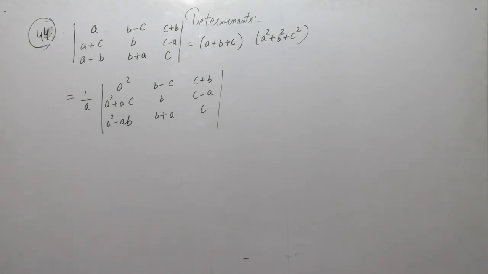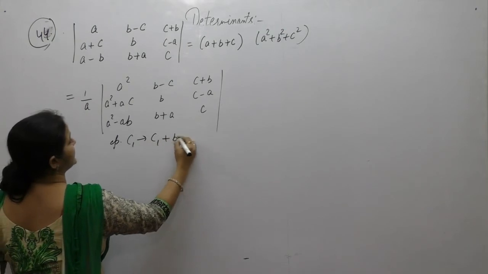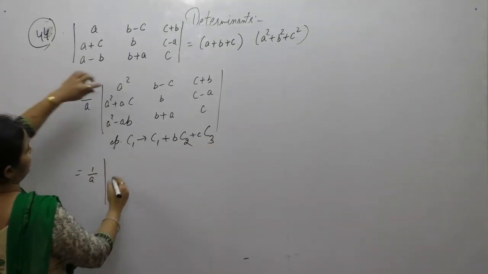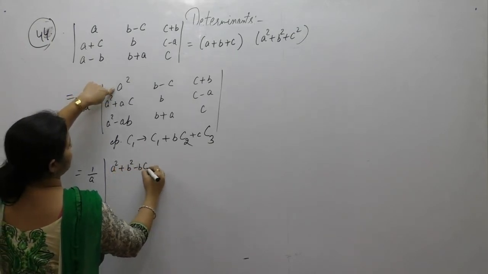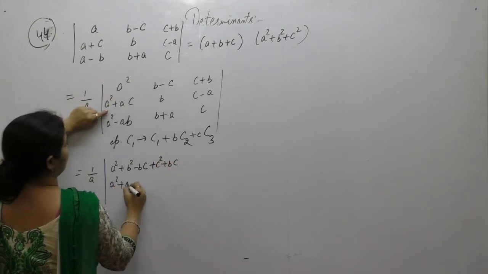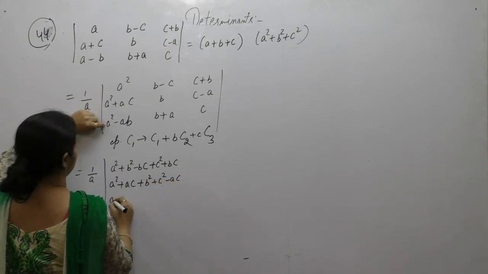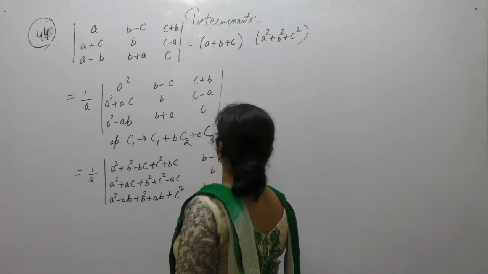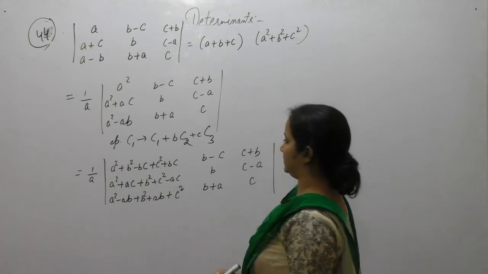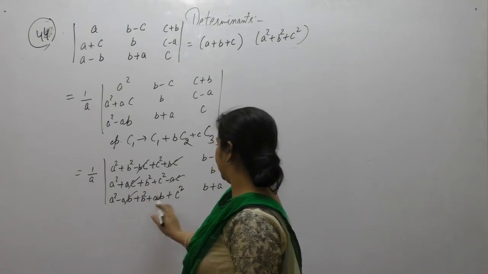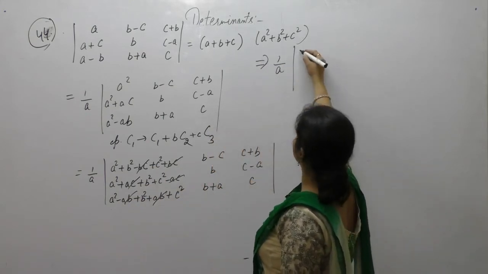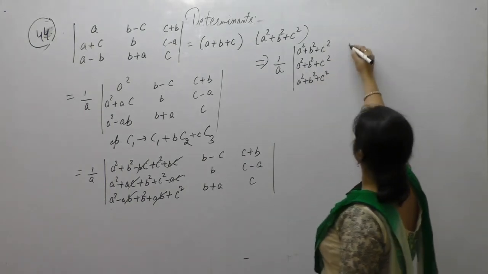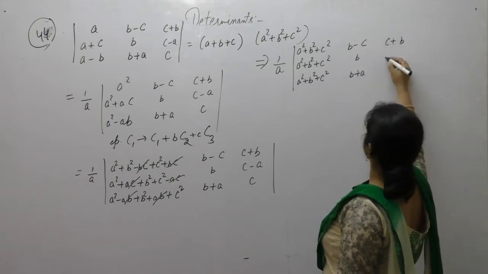Now in the next step, operate C1 as C1 plus B C2 plus C C3. A square plus AC plus B square, C square minus AC, A square minus AB, multiply this by B and this by C. So B minus C, B, B plus A, C plus B, C minus A, C. BC will get cancelled here, AC and AB. So here we are left with A square plus B square plus C square, B minus C, B, B plus A, C plus B, C minus A, C.